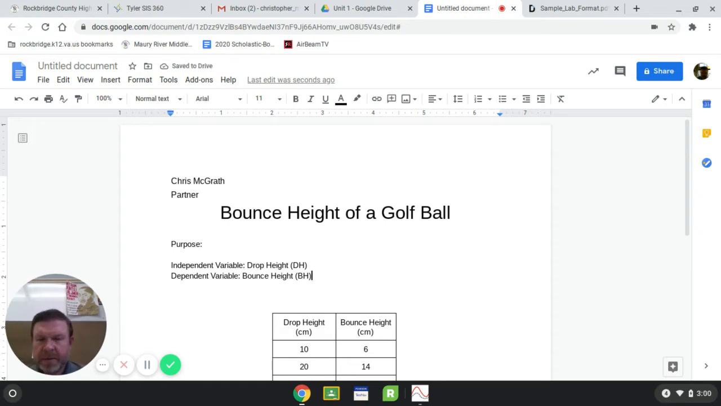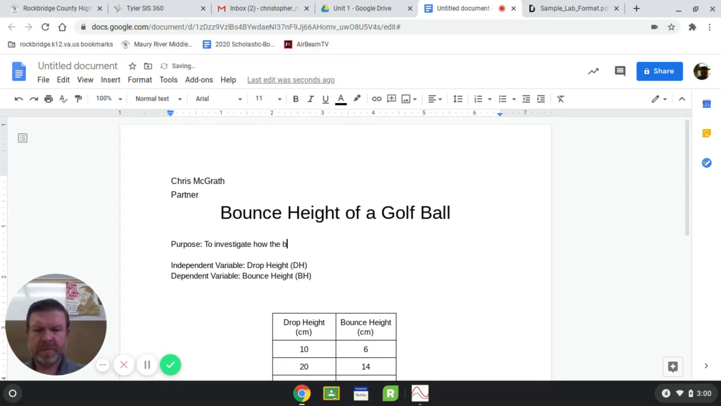And call that BH in case we want to abbreviate. All right, so what's the purpose? The purpose of this lab is to investigate how, now here, this variable, the second one here, my dependent variable, it depends on the first one. So all I have to do to write the purpose is just state that we're trying to figure out how does it depend on that.